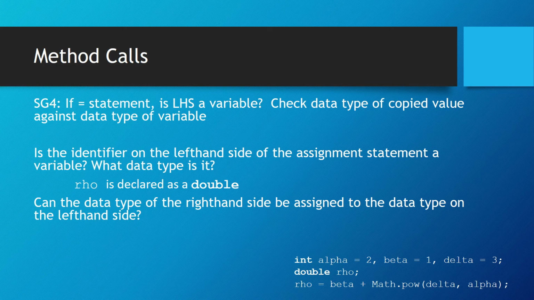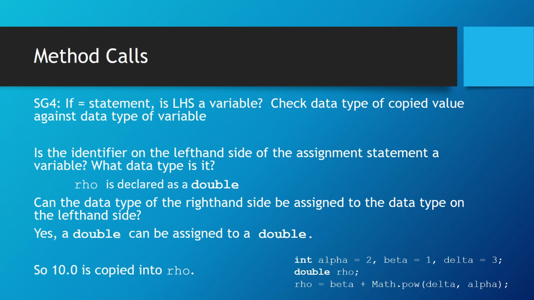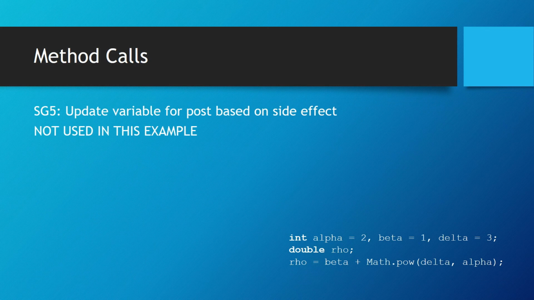Can the data type of the right-hand side be assigned to the data type on the left-hand side? Yes, a double can be assigned to a double. So, 10.0 is copied into rho. Subgoal 5 is not used in this example. The statement is valid. 10.0 is assigned to variable rho.